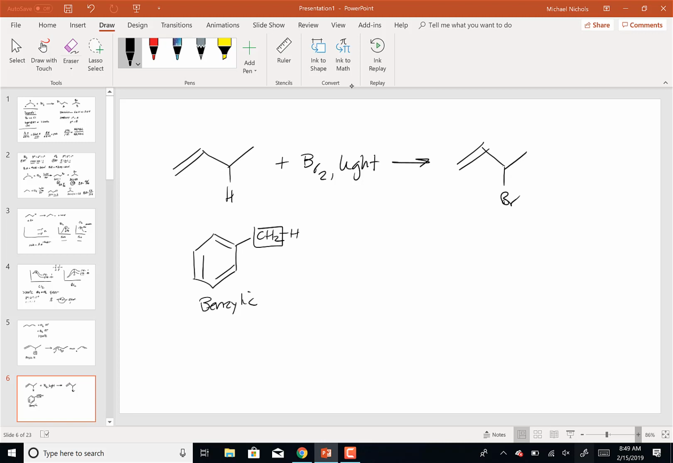Why? Because when I form that radical, how many resonance structures can I draw there? More than one. So the allylic and the benzylic positions are going to be my preferred free radical halogenation positions. They're going to be what's preferred.